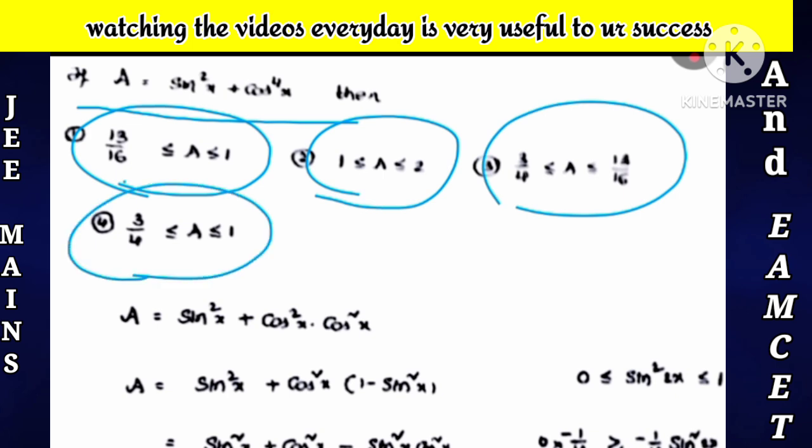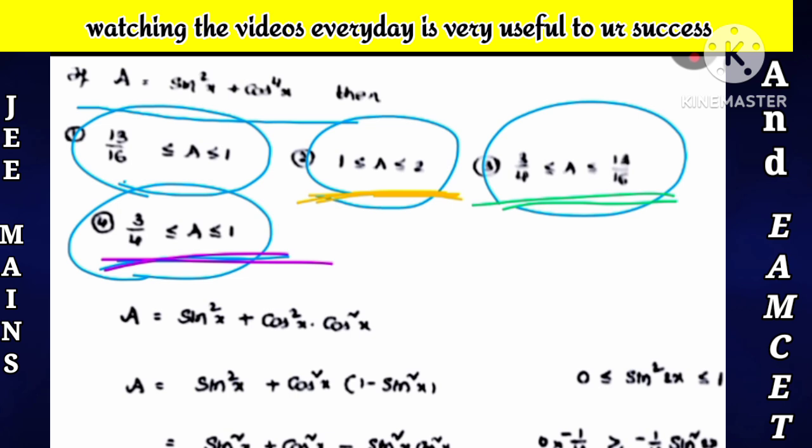13 by 16 is less than or equal to A less than or equal to 1; 1 is less than or equal to A less than or equal to 2; 3 by 4 is less than or equal to A less than or equal to 14 by 16; 3 by 4 is less than or equal to A less than or equal to 1. Okay, these are the options given here. Okay, let us see the solution.